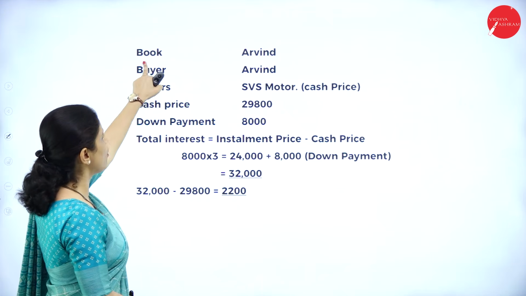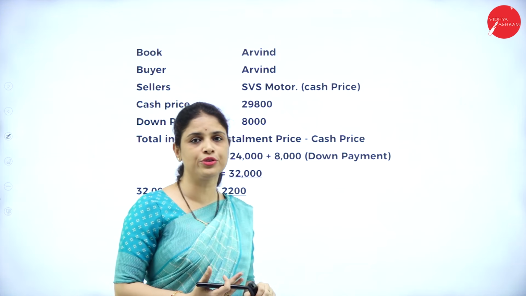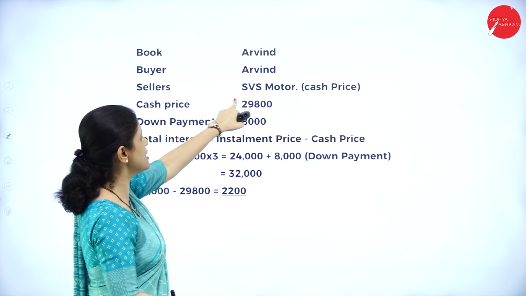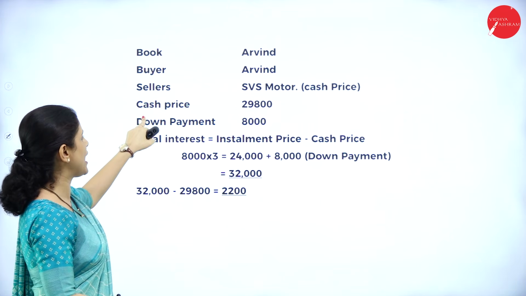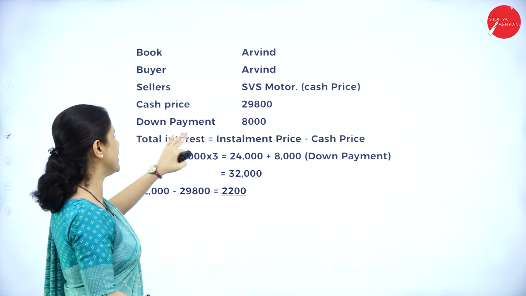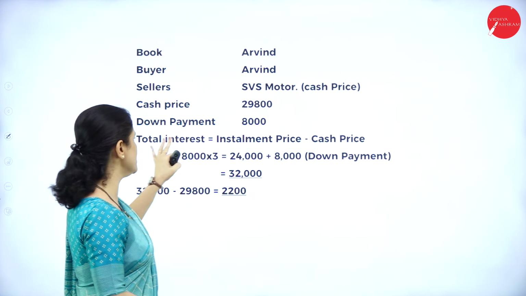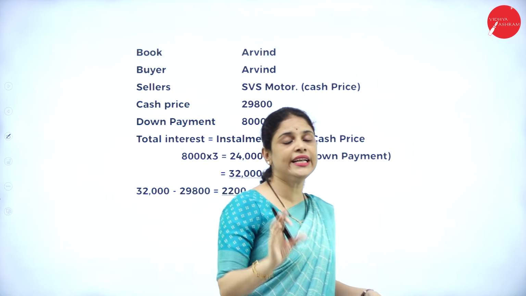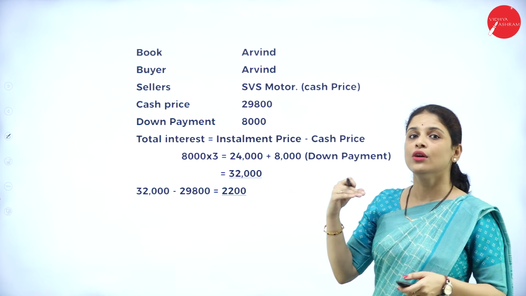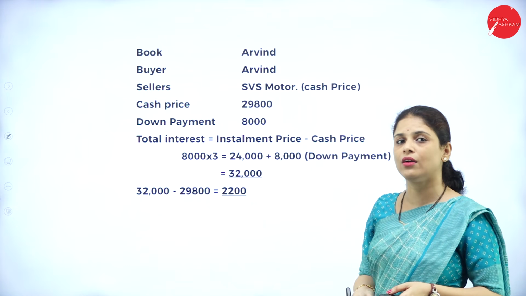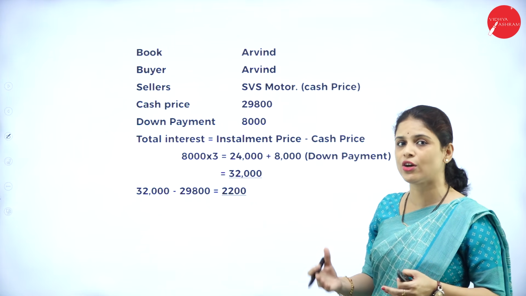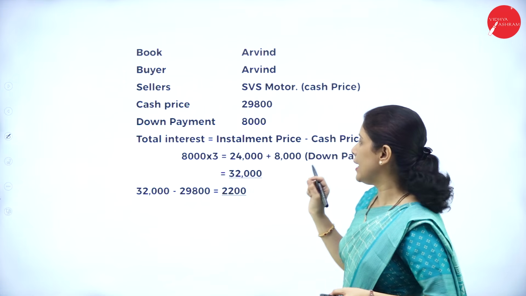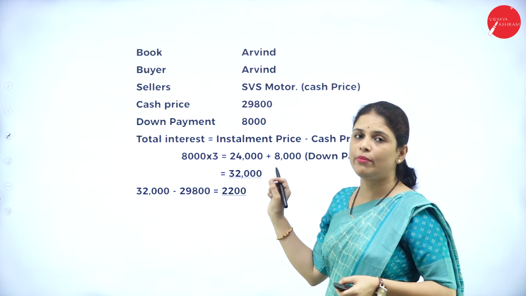We have to see in whose books we are going to do these accounts. It is Arvind's. The buyer is Arvind. The seller is SVS Motors Limited. So the cash price is given, 29,800. Down payment is 8,000. Total interest: now we have to calculate the total interest because the interest suspense account is given. What do you mean by interest suspense? What is the amount of the interest suspense account? The total interest of all years will be taken into consideration in the interest suspense account.